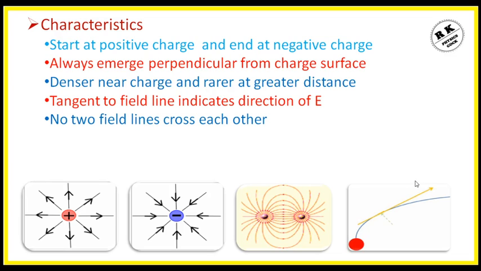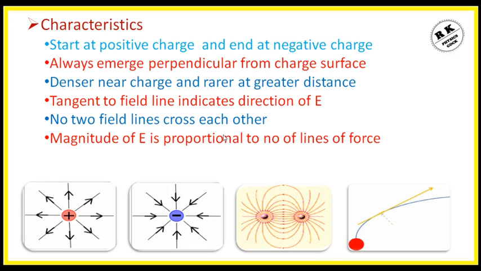You cannot have the electric field having two directions at a point simultaneously. The electric field will act only in a single direction at a particular point. So we say that no two field lines will cross each other at a point.